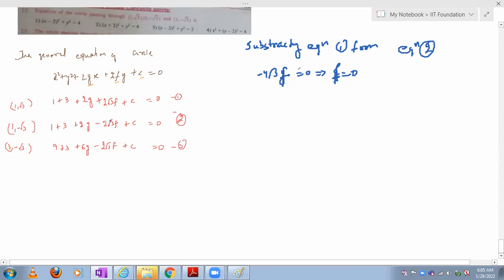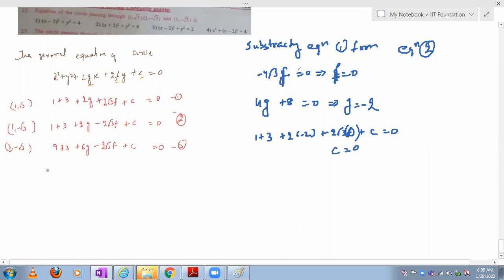That only is the same. Now if I subtract this equation from this equation, 6g minus 2g is 4g, you will get 4g. 9 plus 3, 12. 12 minus 4 is 8. Plus 8 is equal to 0. That means g is equal to minus 2. Now substitute this value: 1 plus 3 plus 2 into minus 2 plus 2 root 3 f, where f value is 0, plus c is equal to 0. That means 1 plus 3 is 4, 4 minus 4 is 0, c is equal to 0.